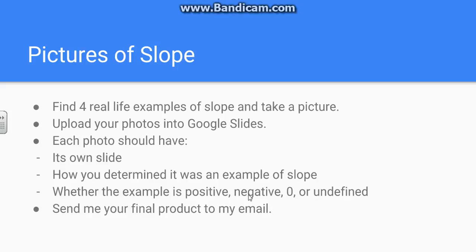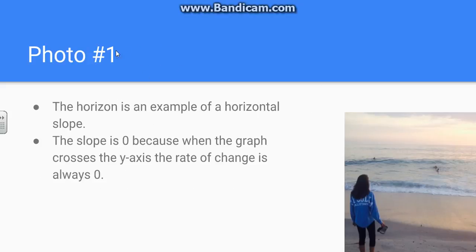You don't have to find one of each. You don't have to find one positive, negative, 0, undefined. They can all be negative, they can all be undefined. It does not matter. I just want them to be your own personal picture and explain to me why they're an example of slope.